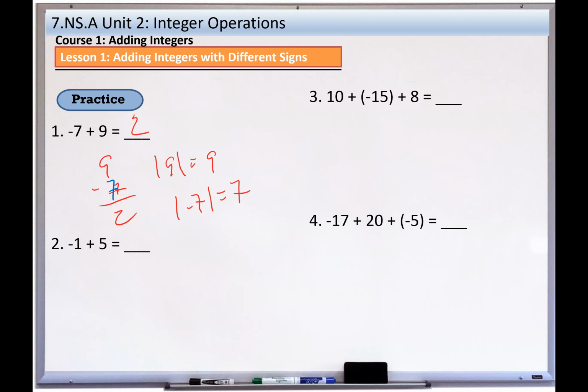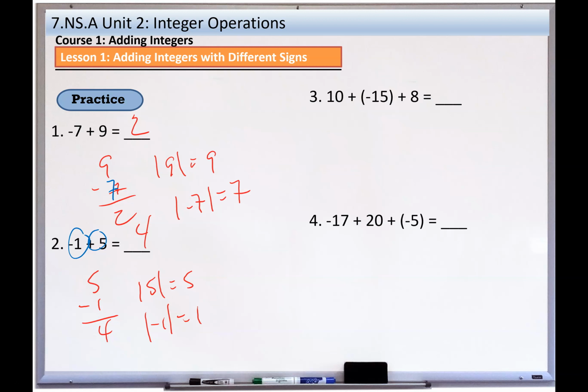Number 2, negative 1 plus 5. My signs are different, so I take the difference. I'm taking out my zero pairs here. I'm left with 4. Is it a positive or a negative 4? It's a positive 4 because I'm more positive than I am negative. That gives me a positive 4.